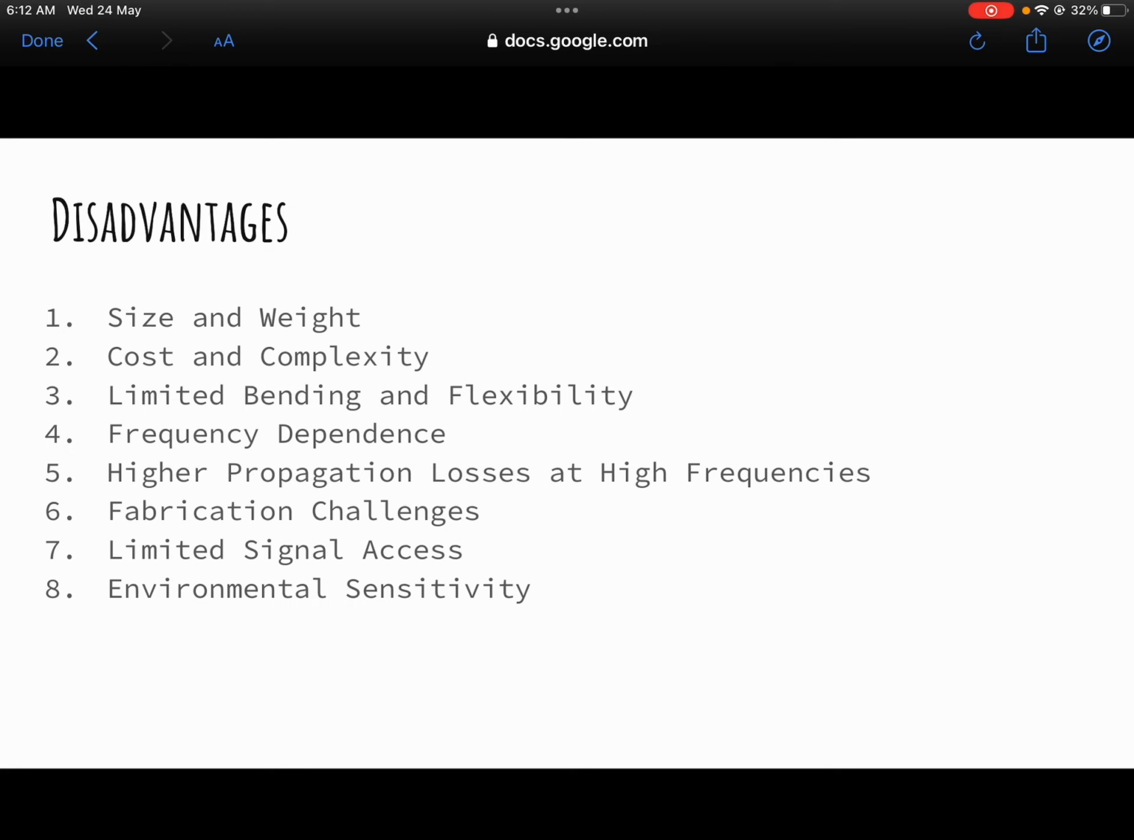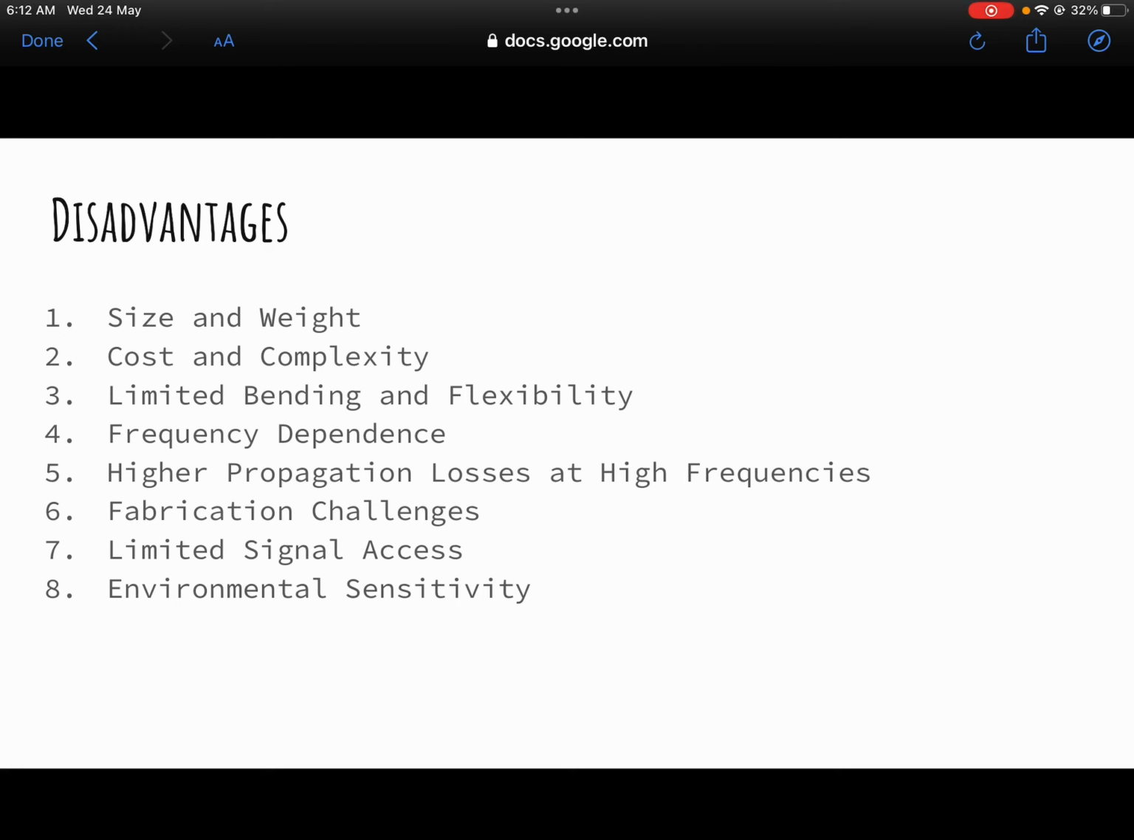Fabrication challenges. The fabrication of waveguides, especially at higher frequencies or optical ranges, can be technically demanding. Achieving precise dimensions, smooth inner surfaces, and uniform material properties can pose challenges, affecting the overall performance and cost of the waveguide.